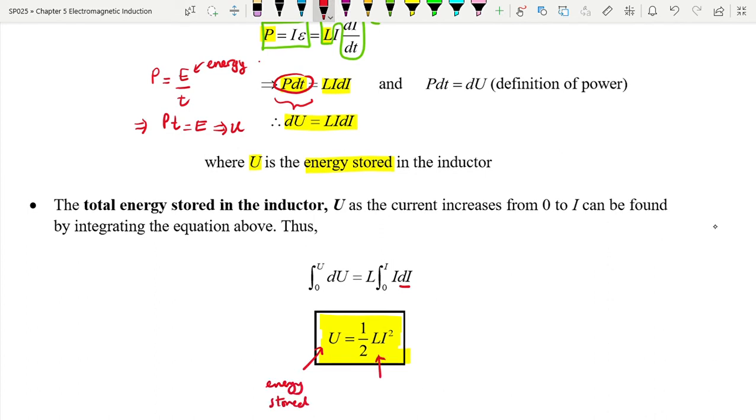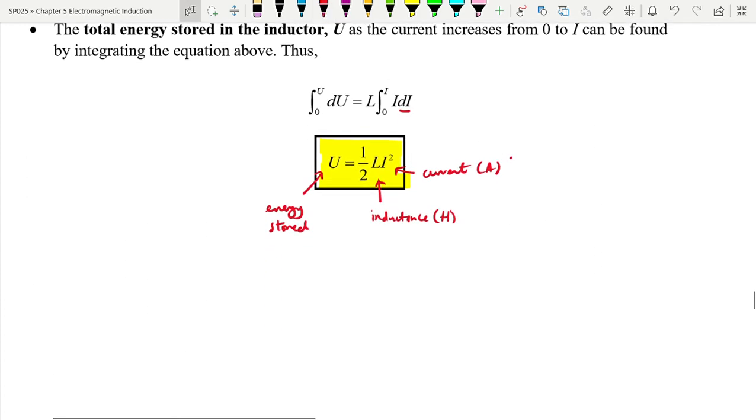Dan L adalah inductance punya value, dan unit inductance adalah Henry. Okay, saya highlightkan unit dekat sini, so Henry. Dan I is the current, unit dia adalah ampere. Energy of course unit dia adalah joule. So half Li square, di mana formula ni akan listed dalam list formula awak dekat dalam exam nanti.